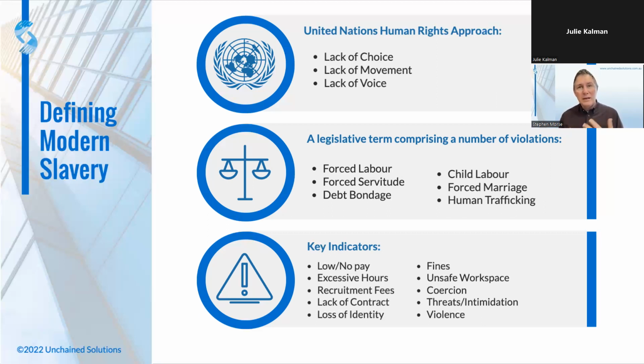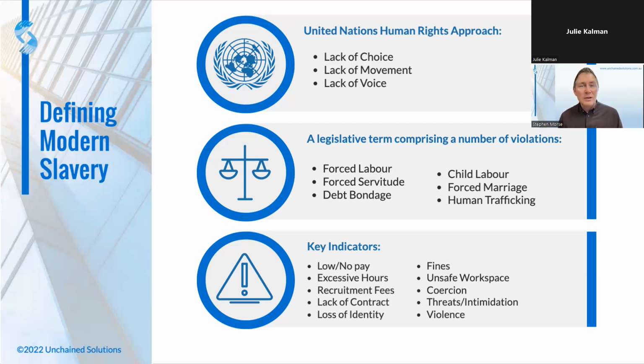We're looking at contracts which are not there or they're not legal. And so there's a compromised contractual arrangement. The loss of identity is often present. People's passports, their papers, their identities taken from them. There are often fines for non-compliance. There are fines for breaking things. There are fines for terminating an agreement.